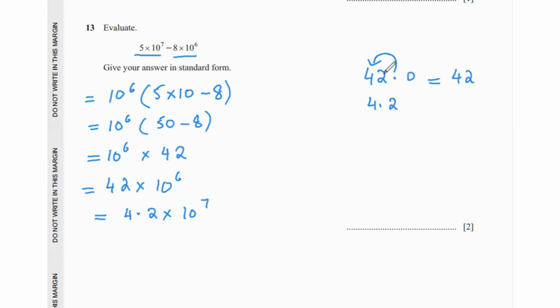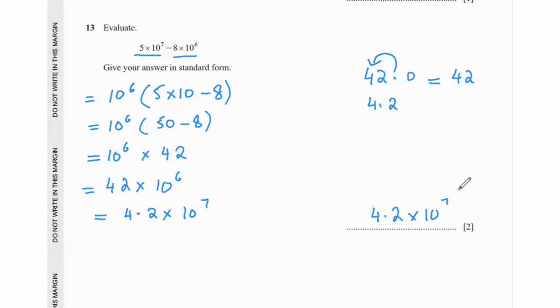And since we're moving the decimal one place to the left-hand side, that means we have to add 1 to the power as well, because we're changing the decimal place. Hence, 42 times 10 to the power of 6 in standard form is 4.2 times 10 to the power of 7.